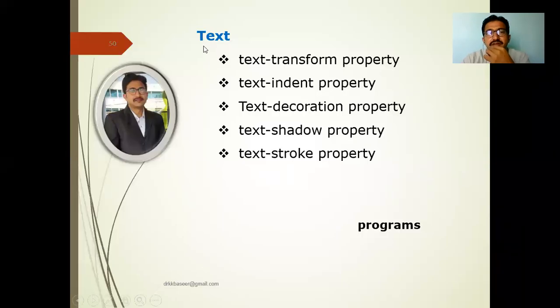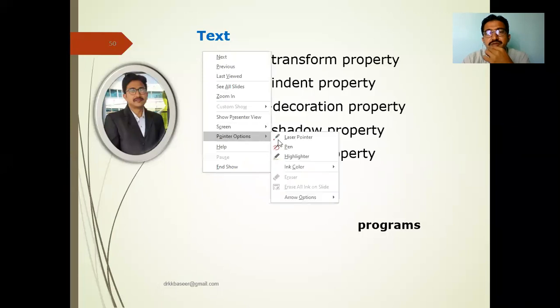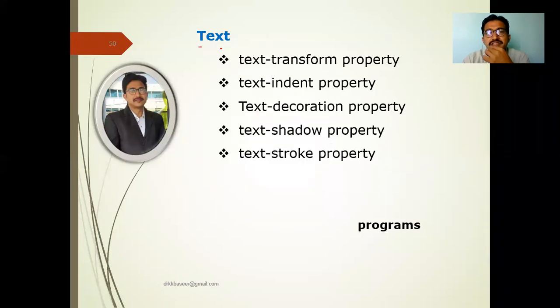Right. Next, we will see the next topic, which is text. In the text also, if you observe carefully, we have different properties like transform, indent, decoration, shadow, stroke. These are the few properties that are applicable when we are applying them to text. We can transform the text, we can make some indent, some decoration, some shadow, and some stroke over here.